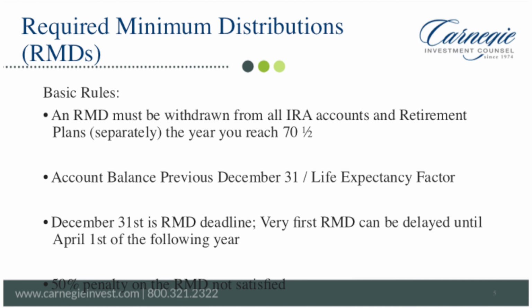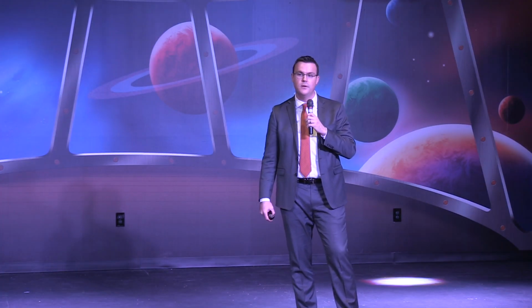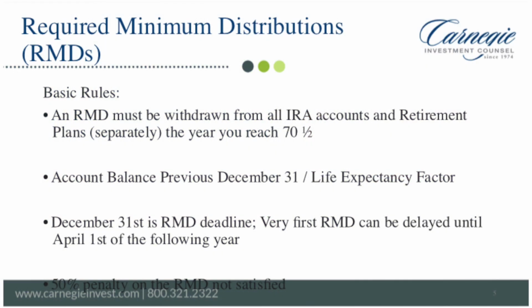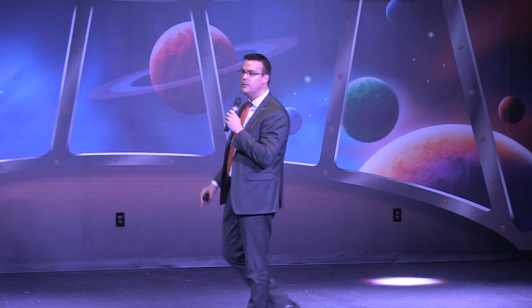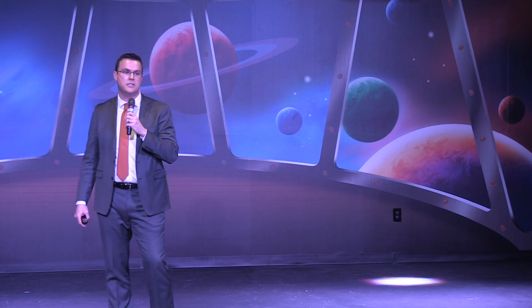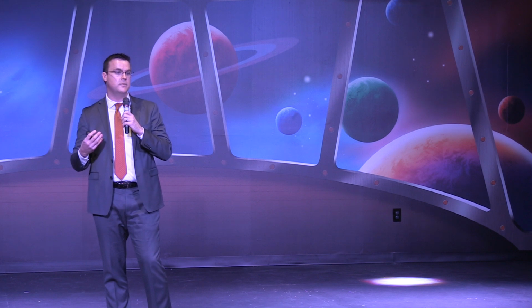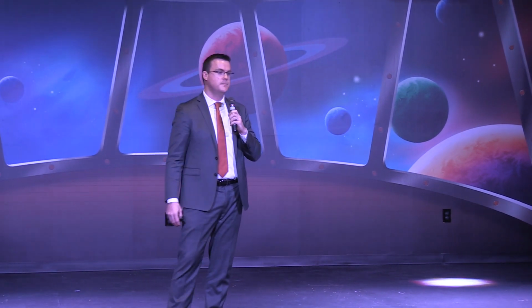Generally, the deadline for satisfying your required minimum distributions is December 31st, with one caveat. That caveat is your very first required minimum distribution can actually be delayed until April 1st of the following year. But generally speaking, if you remember anything about required minimum distributions today, it should be that you need to satisfy that minimum distribution, pull the money out of your retirement accounts by December 31st.